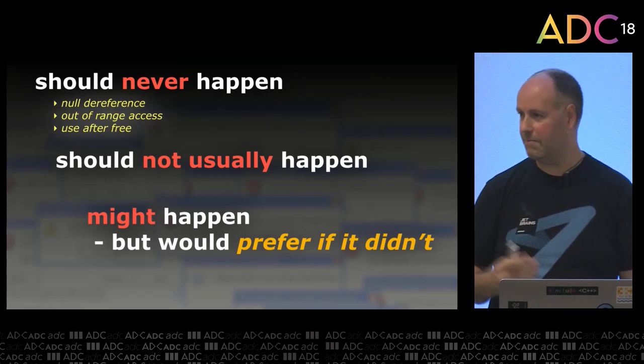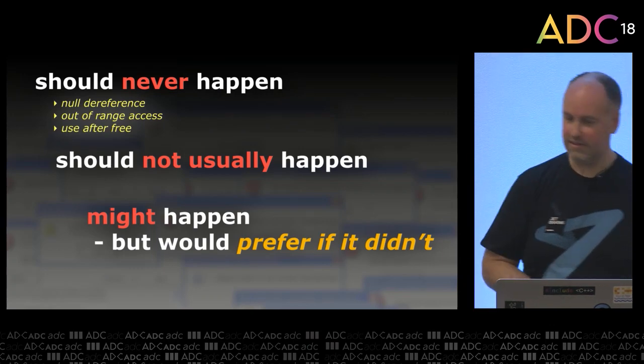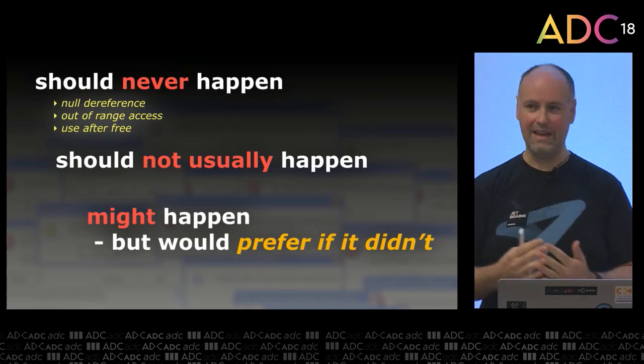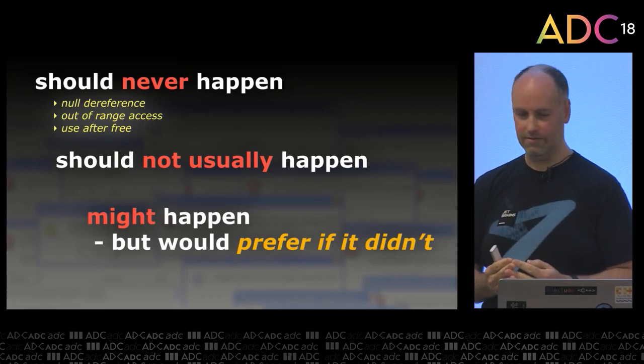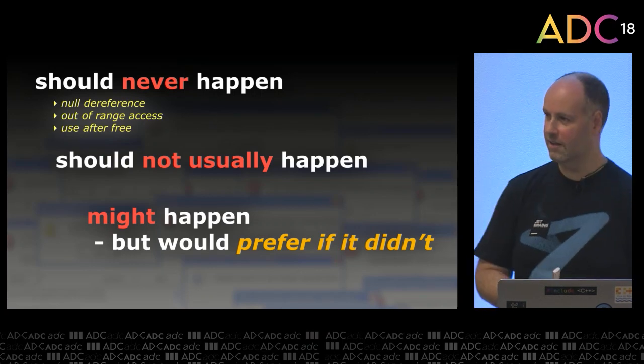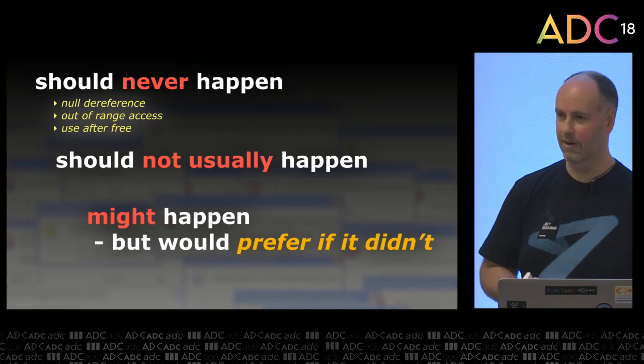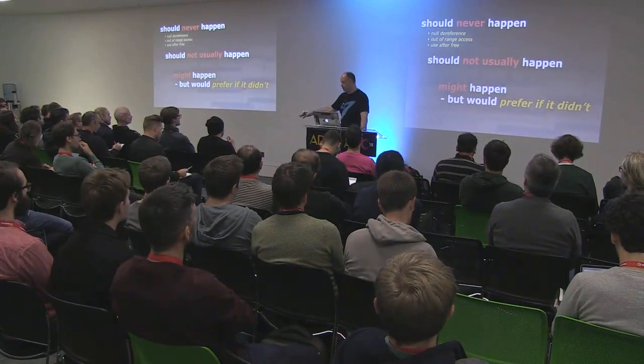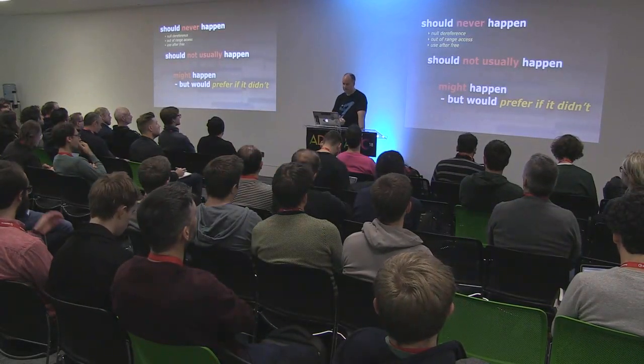So the "should never happen" category includes things like null dereference, out of range, and so on. Those things that, if they do happen, represent a bug in your code. There's no other way to look at it, really. Literally, this should never happen. If they do, it's because you've done something wrong, or part of your system has done something wrong.